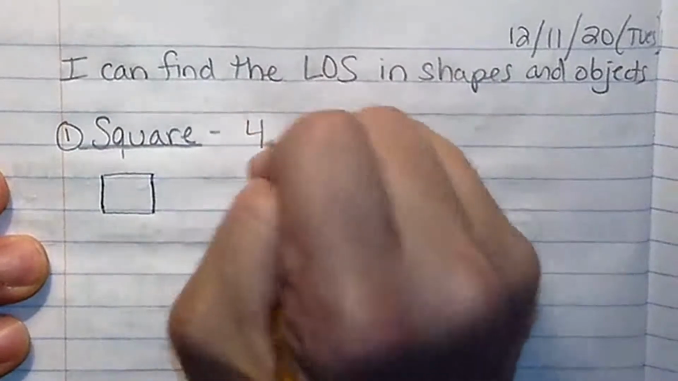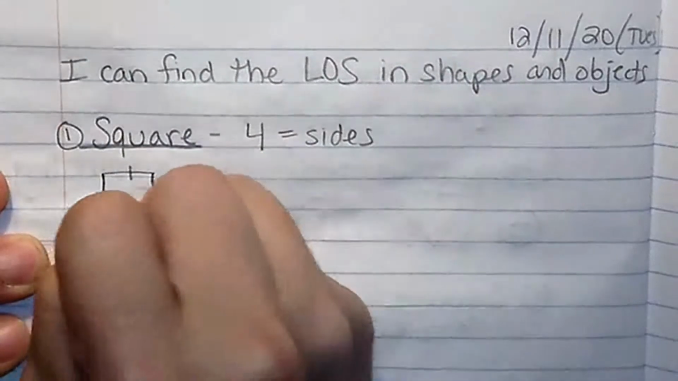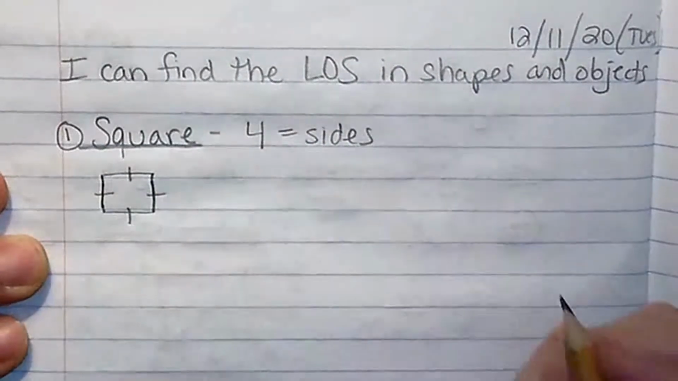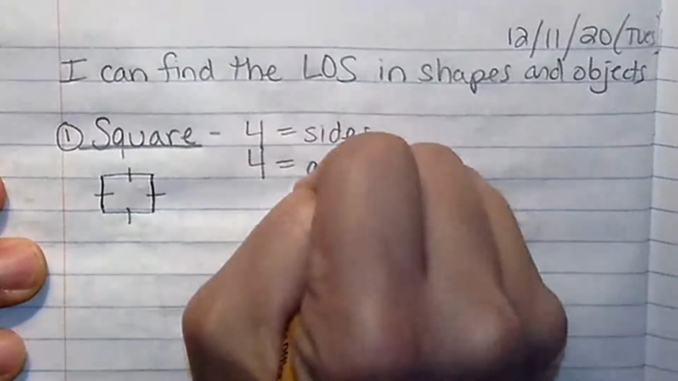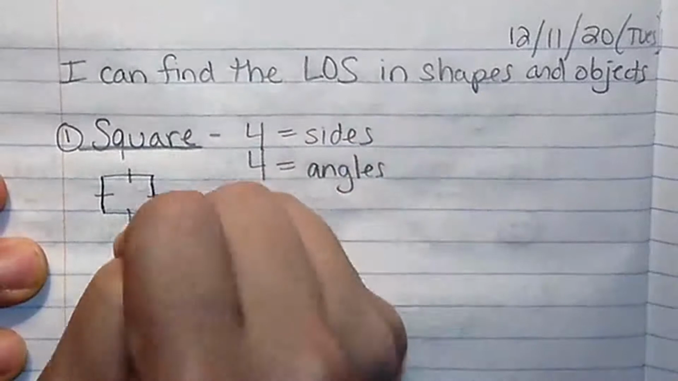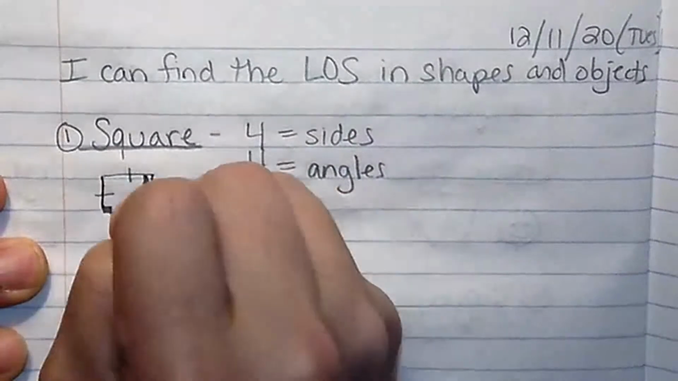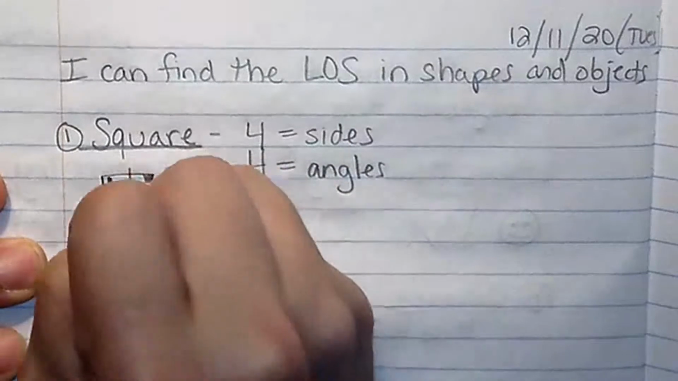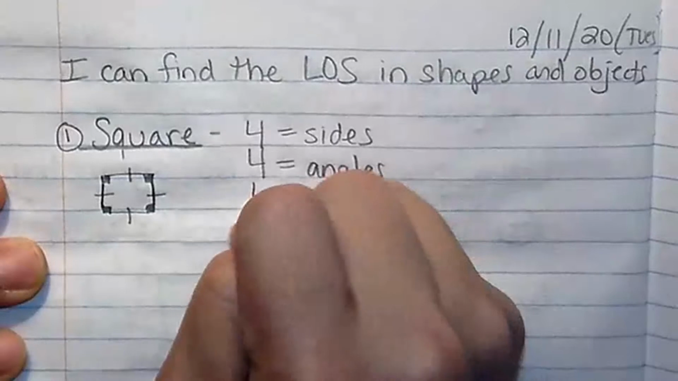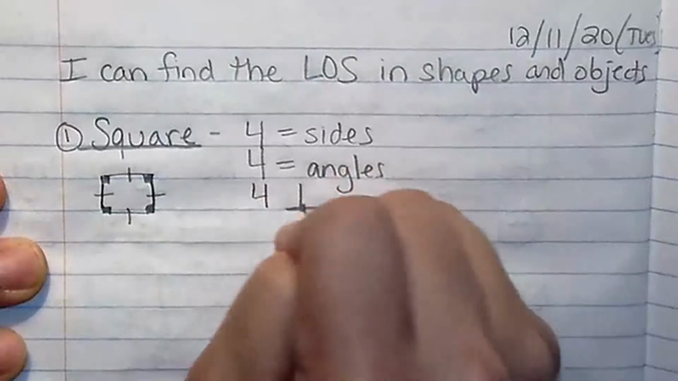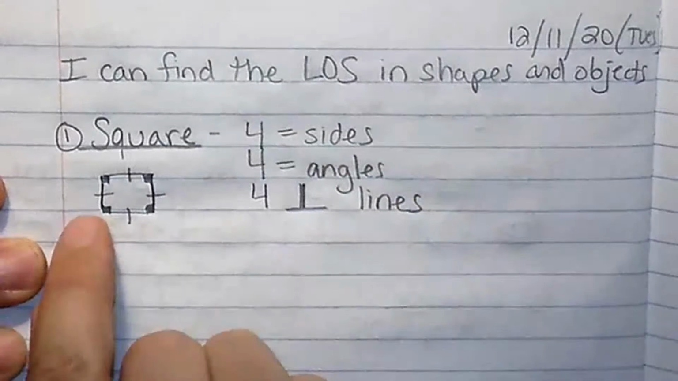My square has 4 equal sides. That means that this side equals this side equals this side equals this side. And my square also has 4 equal angles. This angle makes a 90-degree angle. So does this one. It's another right angle. Here's a right angle, and there's a right angle. So we have 4 equal angles. We have 4 perpendicular lines, right?